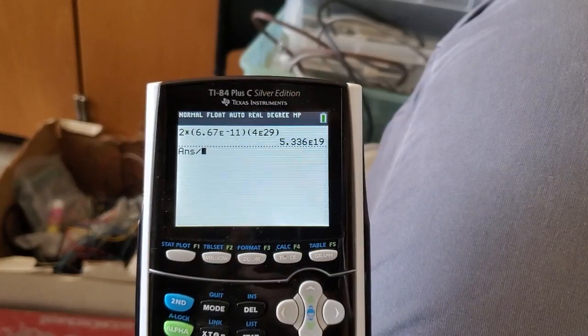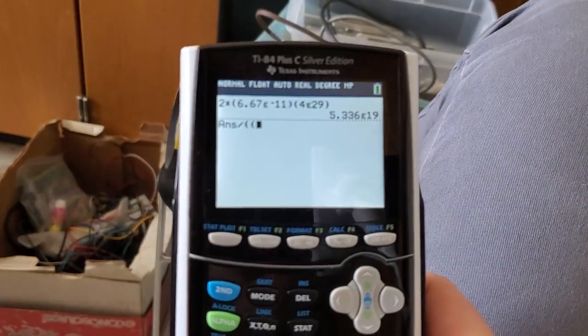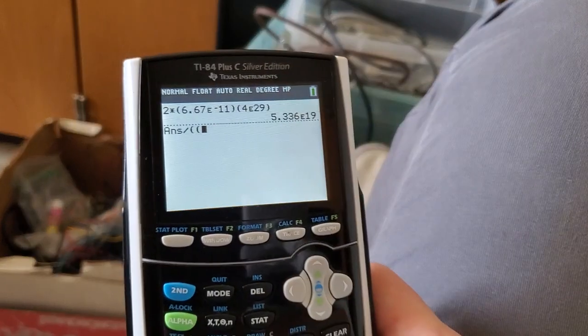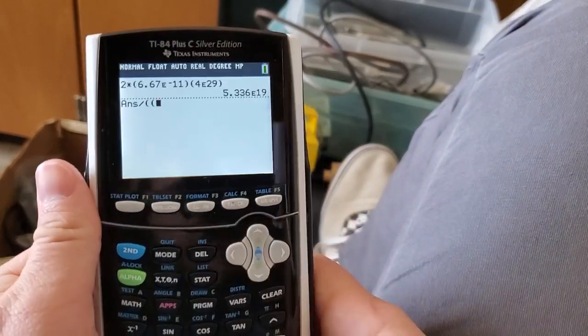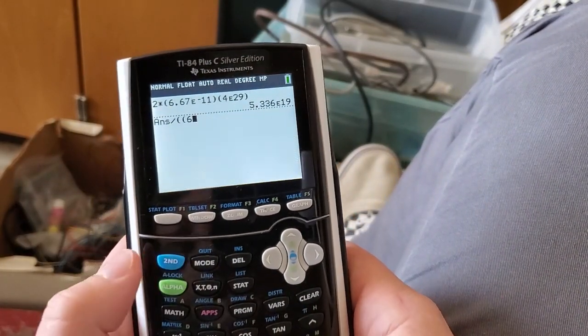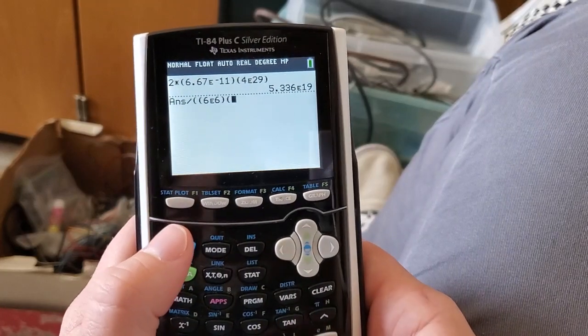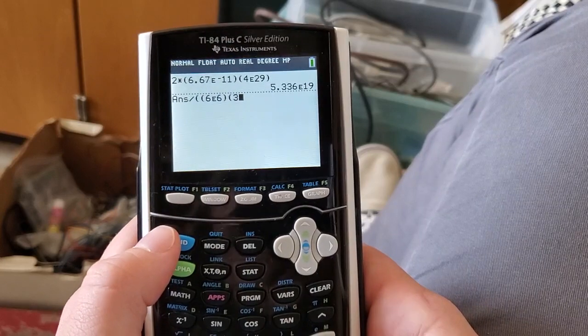Now we're going to divide. Our answer is going to be divided by, and we're actually going to start off by pressing the parenthesis button twice. This is so that we can group it easier, and I'll show you why we need to do that. So let's say that the radius of the planet is 6e to the 6th. We're going to multiply that by the speed of light squared. So the speed of light is 3e8.